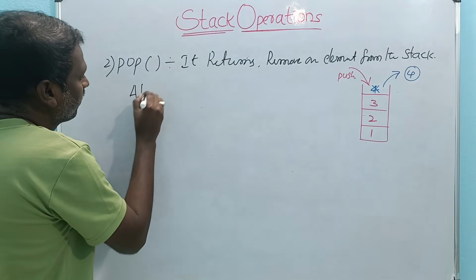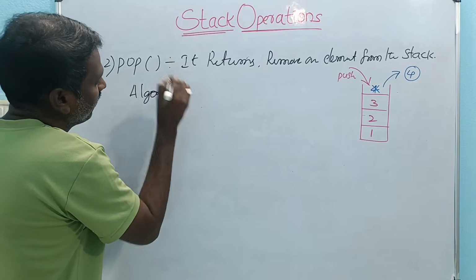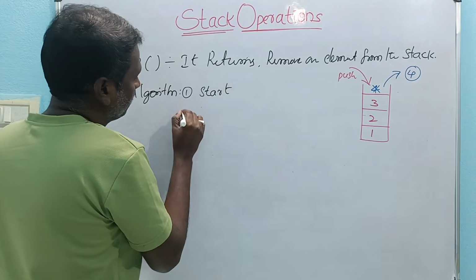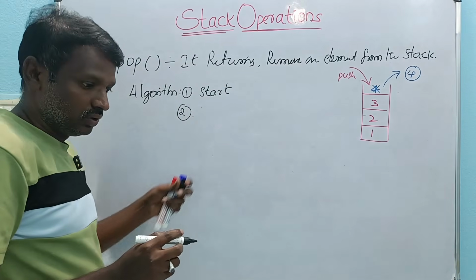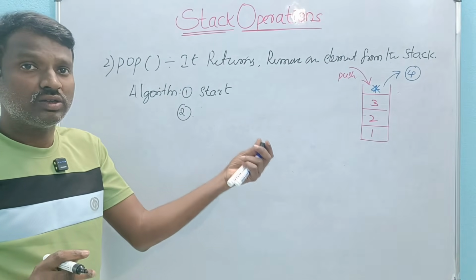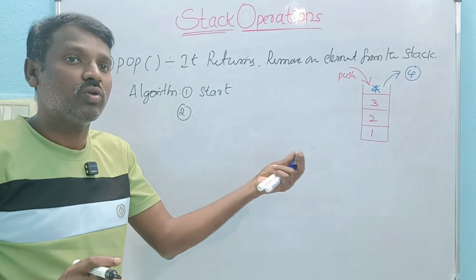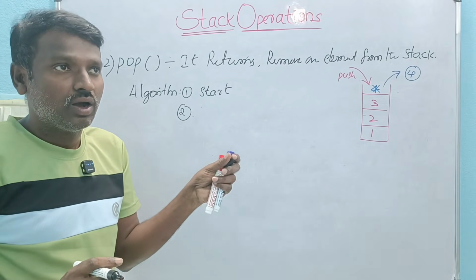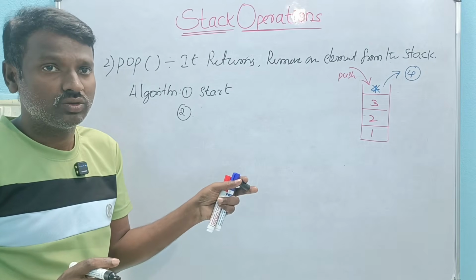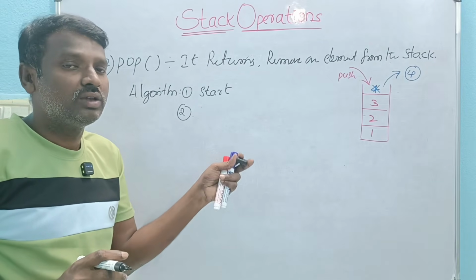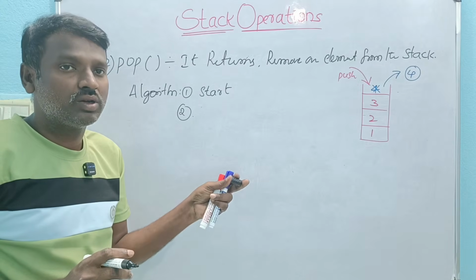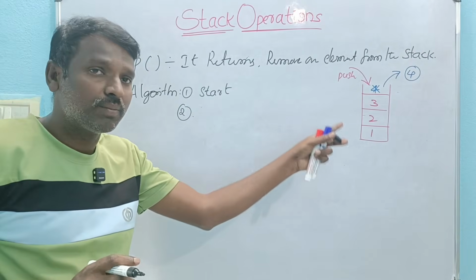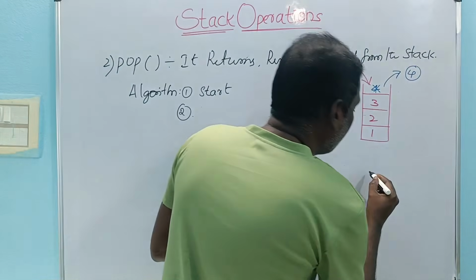So, the algorithm. Step 1, start. Step 2, the removing process: first, a condition is checked at the time of removing an element from the stack. What is the condition? Whether elements are available in the stack or not. What does that mean? If your stack is underflowing, the pop operation will not be possible. If your stack has some elements, then deletion is possible.